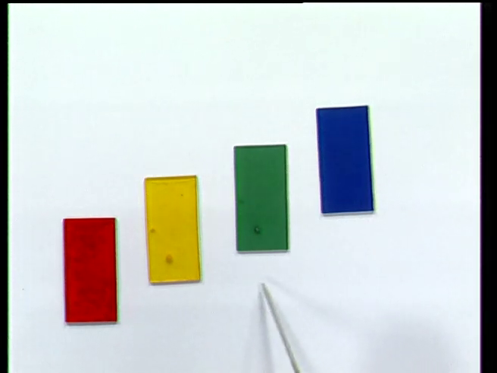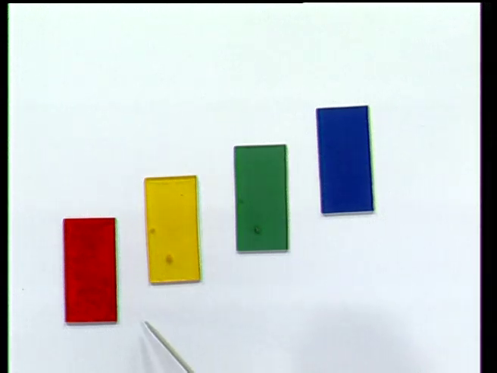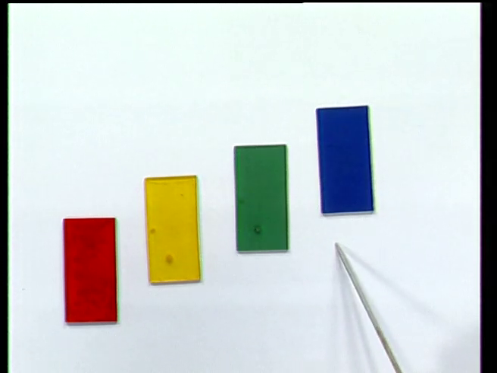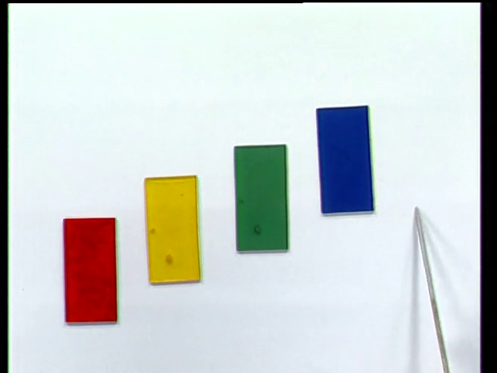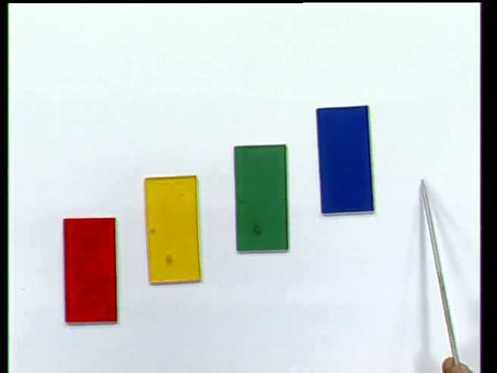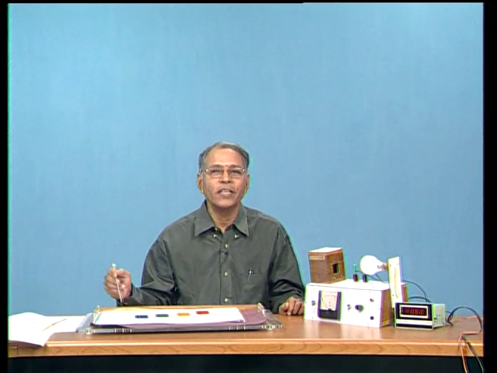Each is differently colored, and hence the filters have different wavelengths. Once we say the wavelength, it also means the frequency of these filters is different. The frequency of the red filter is low, the yellow filter is higher, green is still higher, and blue is the highest among these four. If we want still higher frequency, we will have to go for ultraviolet light.